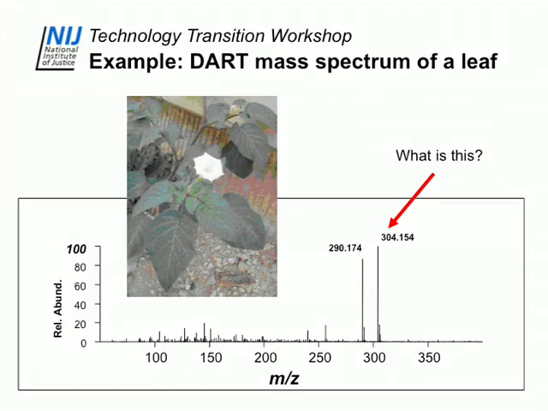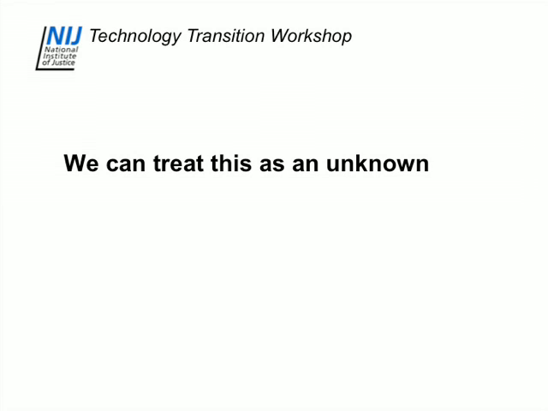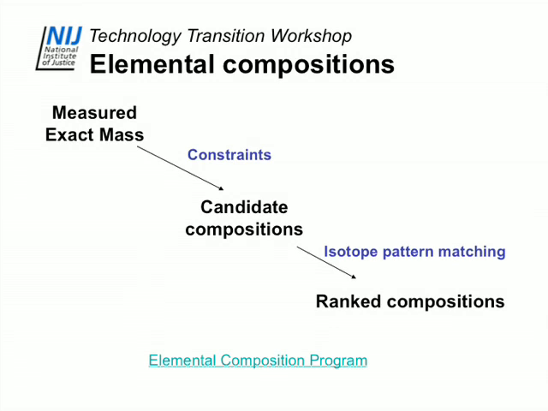Here's the mass spectrum of the leaf, and there are a couple of really strong ions. Well, let's say we didn't know what this is. This is mass 304.154, and there's a peak at 290.174, and there's some other junk in the background. We can treat this as an unknown. I knew what it was, I knew what the plant was, but let's pretend it's an unknown. Well, what do we do with the information? We start with the measured exact mass, and we put some limits on the possible atoms that might be present.